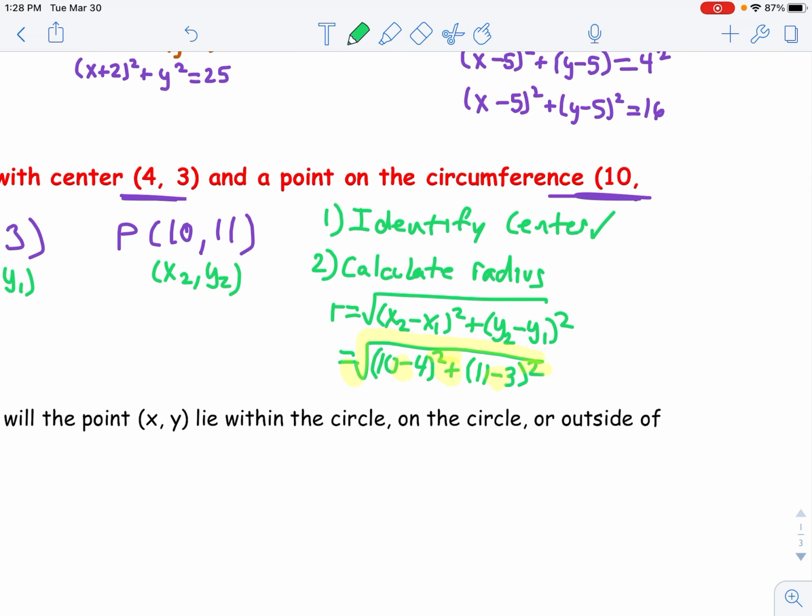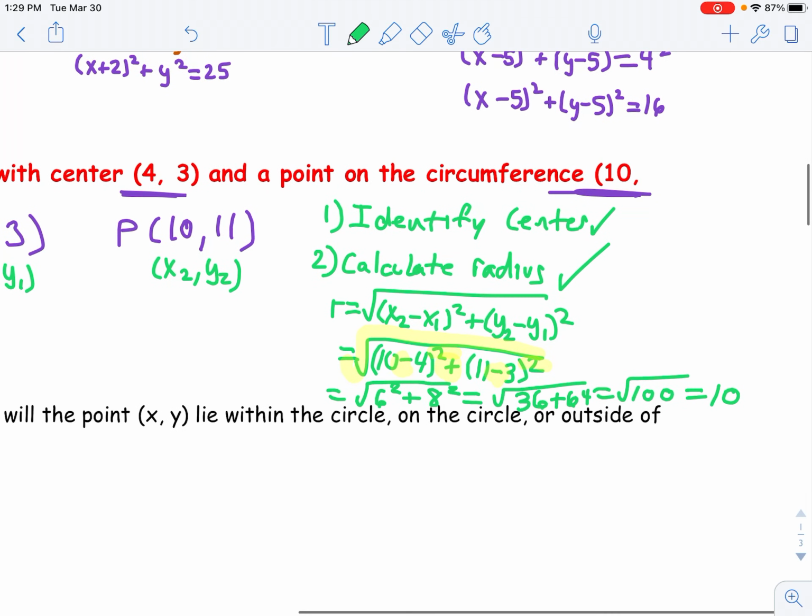All right, and even once I get this far, I have to be super careful I don't have any brain farts. Like 10 minus 4 is 6. Don't come up with some other number. 11 minus 3 is 8. So then I'm going to get the giant square root of 36 plus 64, which is the square root of 100, and the square root of 100 is exactly 10. So calculate radius, boom, check. That took forever, but we still did it.